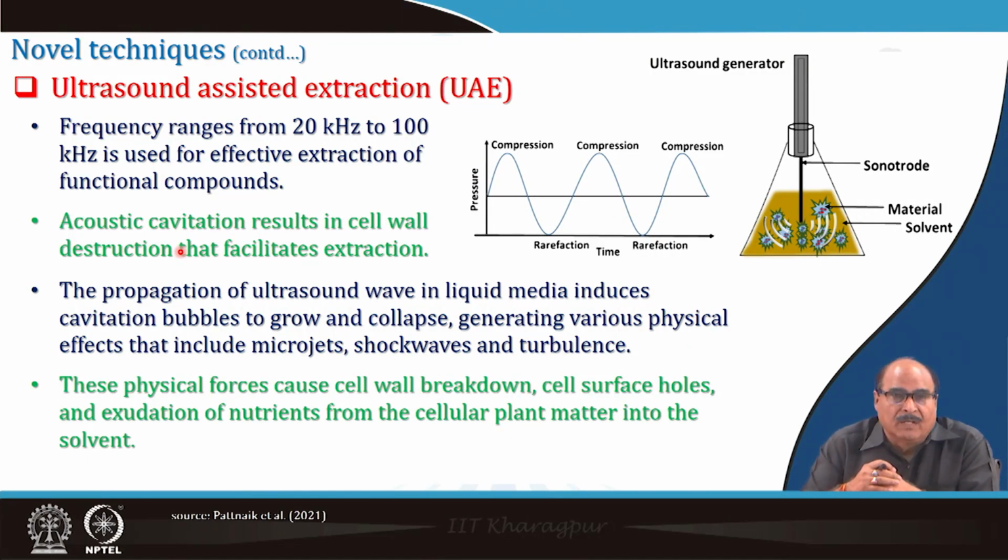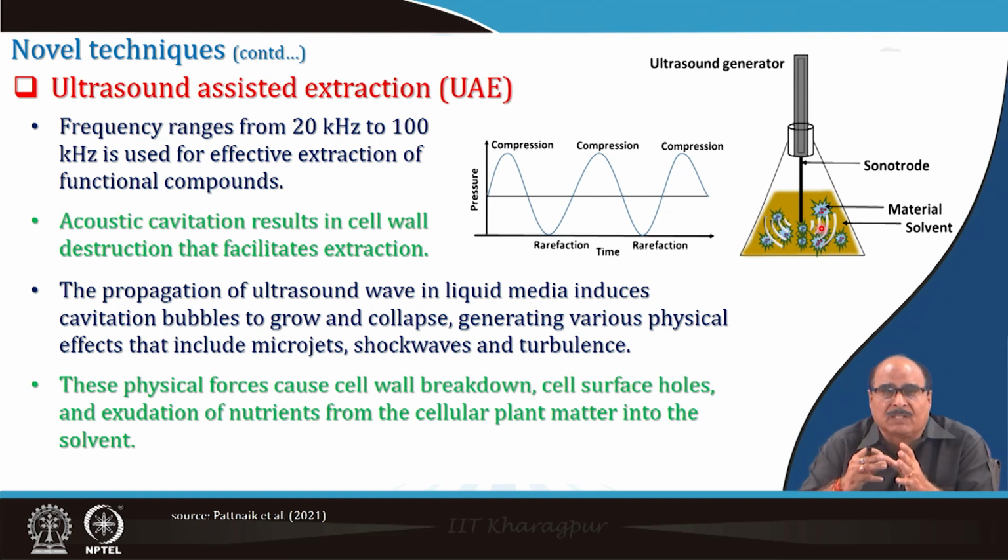Then ultrasound assisted extraction. Here ultrasound having a frequency range from 20 kilohertz to 100 kilohertz is used for effective extraction of functional compounds. When ultrasound is applied to the material, as you can see here in the figure, it causes acoustic cavitation. Acoustic cavitation results in cell wall destruction, and that facilitates extraction. The propagation of ultrasound waves in liquid media induces cavitation bubbles to grow and collapse, generating various physical effects that include microjets, shock waves and turbulence.